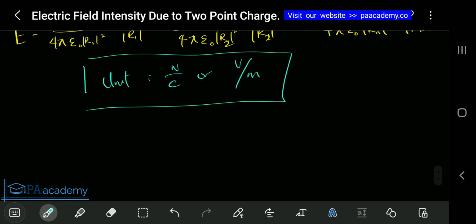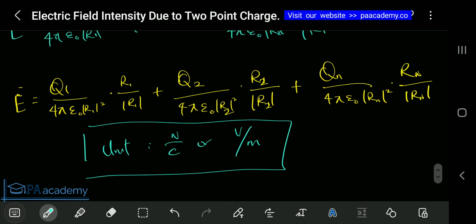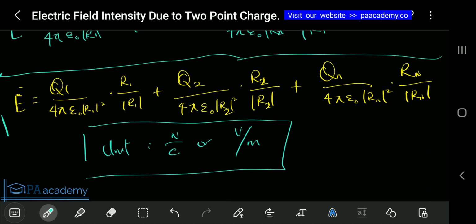And in the next part we're going to be looking at a typical example, especially when you're having more than two point charges. That's the most common one, between maybe 3 to 4 point charges. So how do you go ahead to calculate it? That's what we're going to be looking at in the next video.